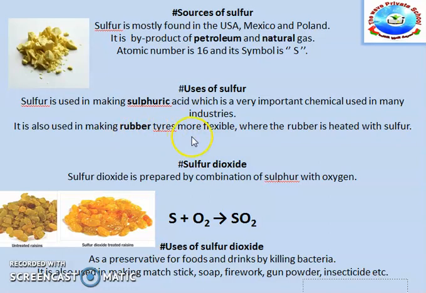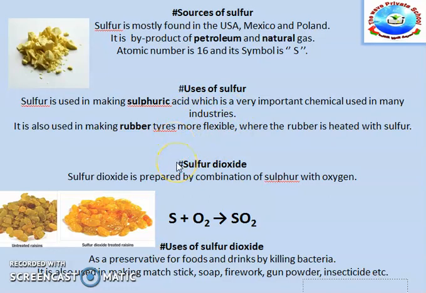Before it is used, the rubber is first heated with sulfur. Why is it heated with sulfur? To make it move easily, because it has the property of being flexible. Flexible means easily movable.